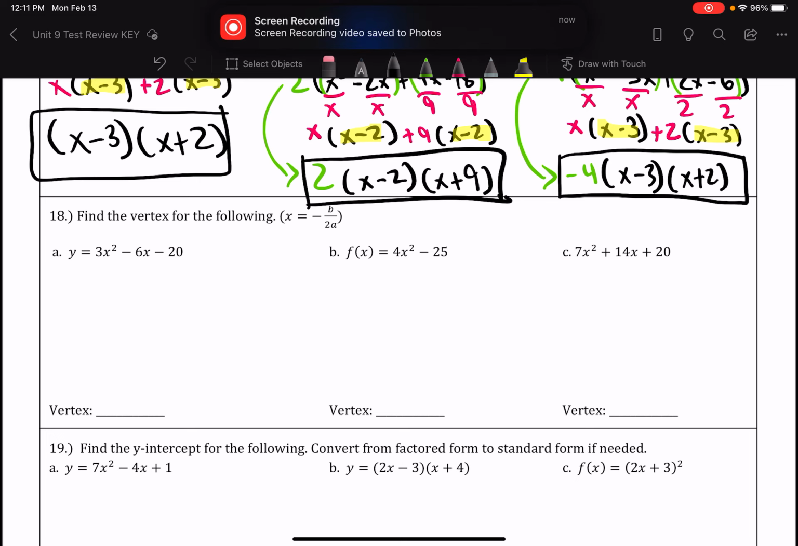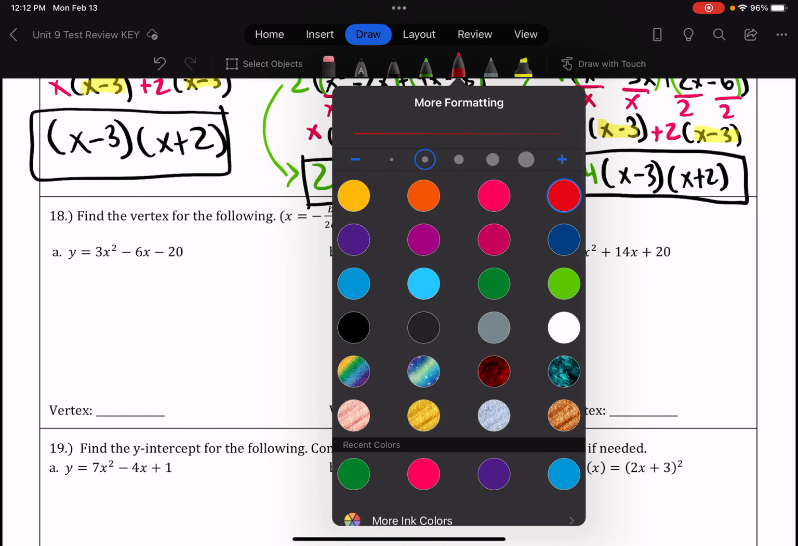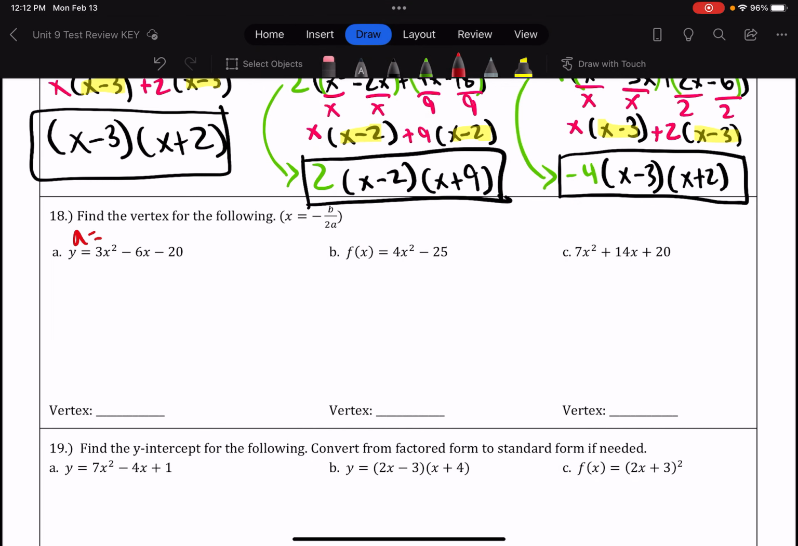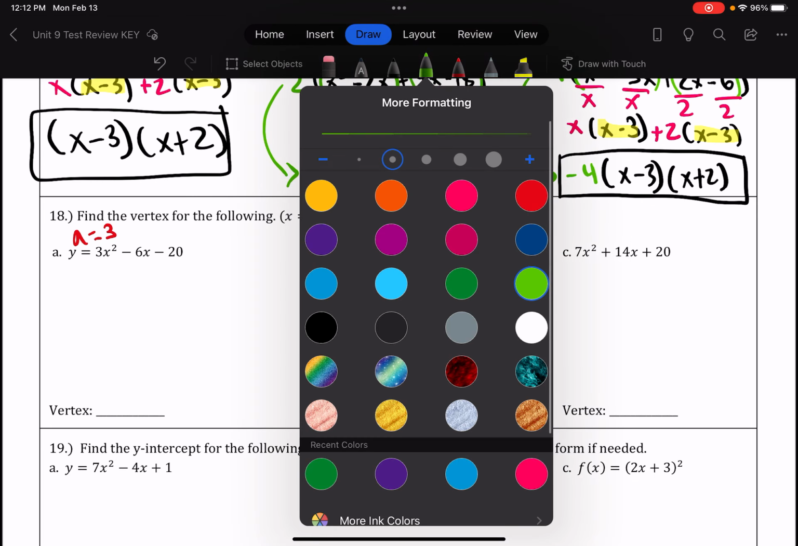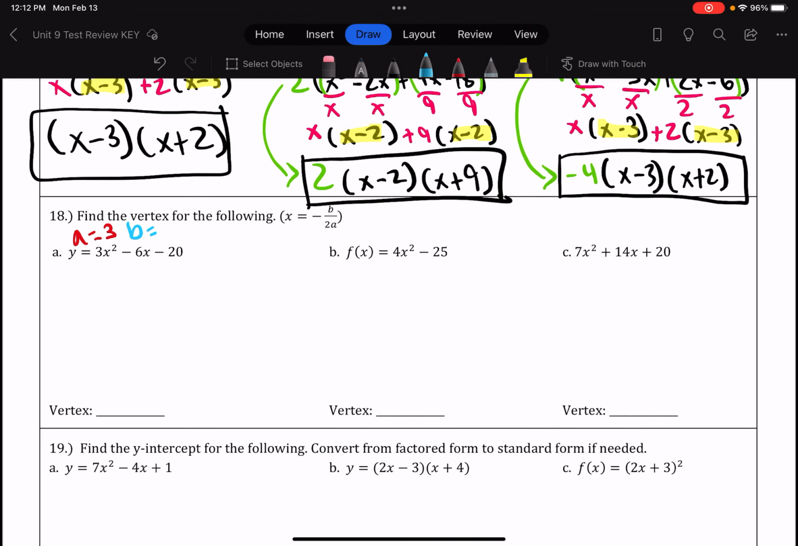It's asking us to find the vertex from standard form, and we give you this axis of symmetry formula that says x equals negative b over 2a, where the b is that middle term, so it's the coefficient of the x term, and a is our coefficient of our x squared term. So, first thing I need to do for problem A is identify my a and b values. So a equals 3 and b equals negative 6.